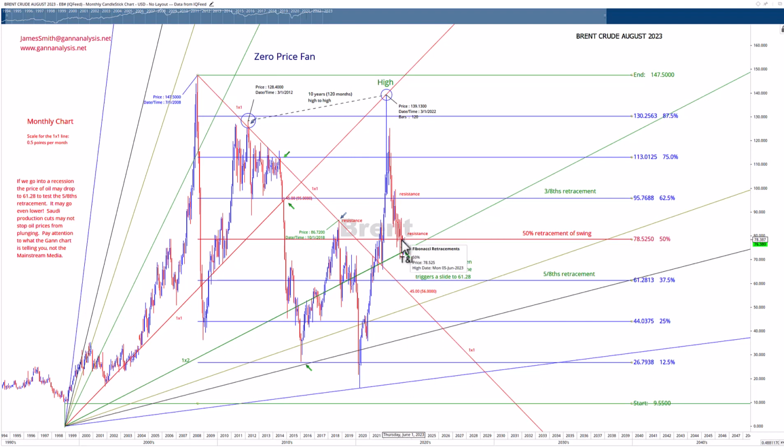Naturally, you should have had support here at the 50% mark of 78.52, but you took it out. Then you found support on the 1 by 2 line, sort of rough support. Then we rallied back to the 50% mark, and now that's resistance. This happens all the time. What was support becomes resistance. If you take it out and come back, now you have a selling opportunity.